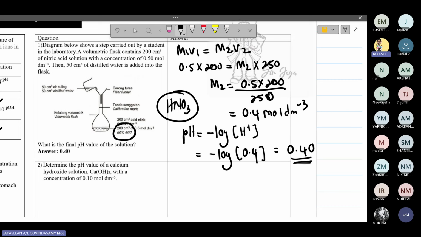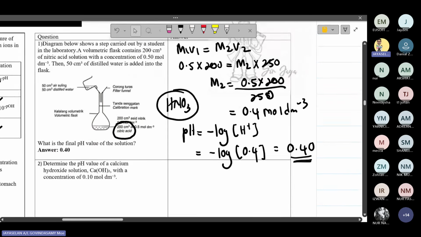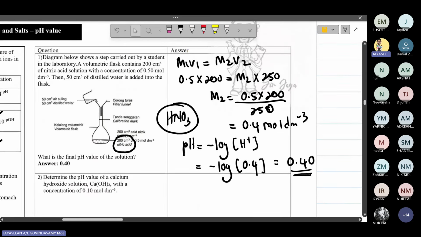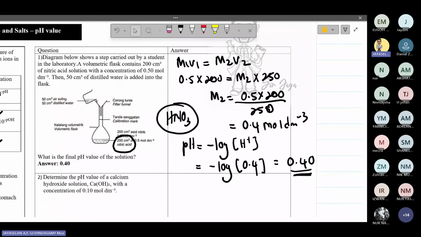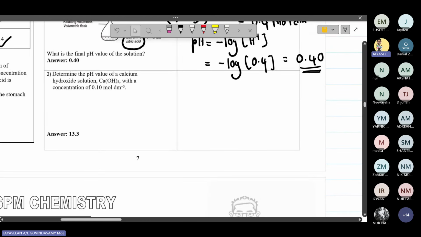Any question? No question. Okay, so we go for one more question. So you all want to copy, screenshot. Okay, we do one. This one is KL trial paper, your trial paper.